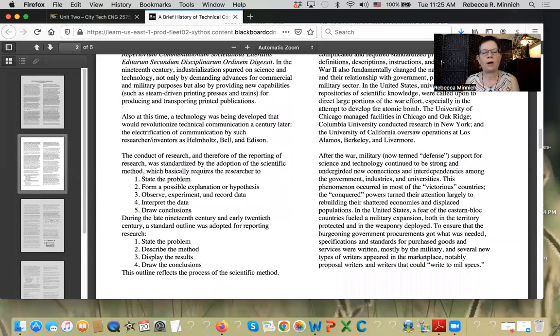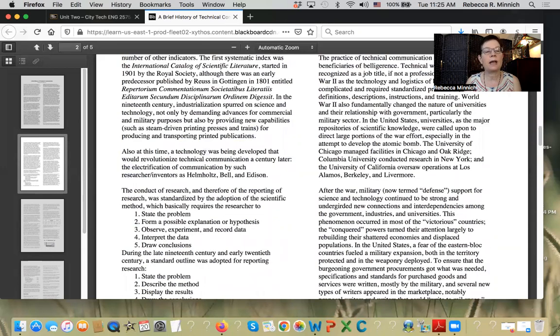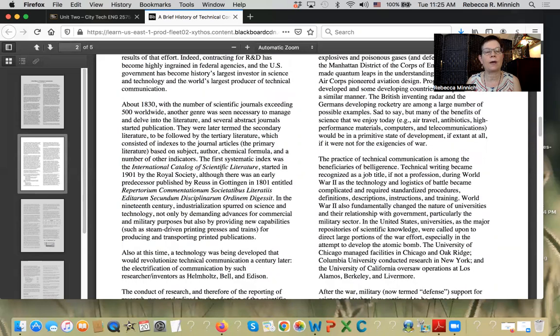So Frederick O'Hara also talks about the development of the scientific method, and that then is defined here on the second page. So he even lists the stages, right? And he talks about how it changes over time, okay?